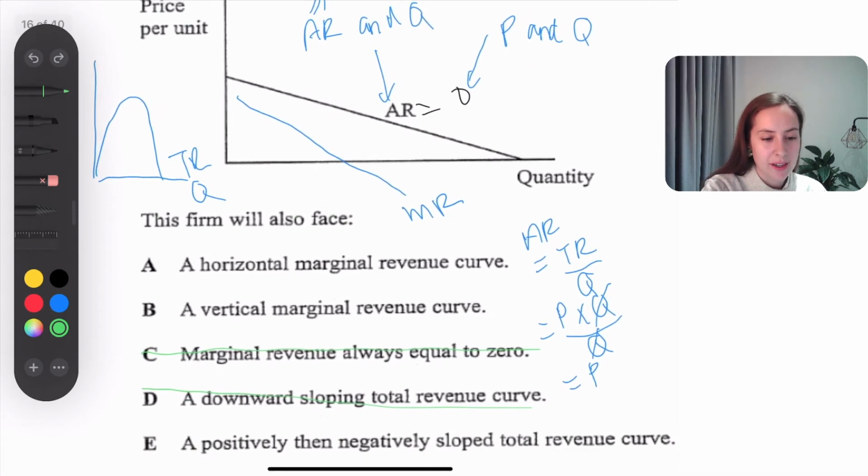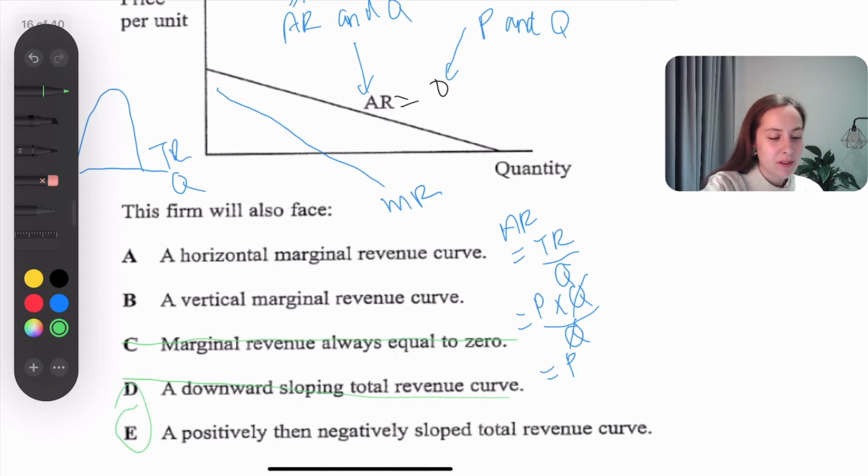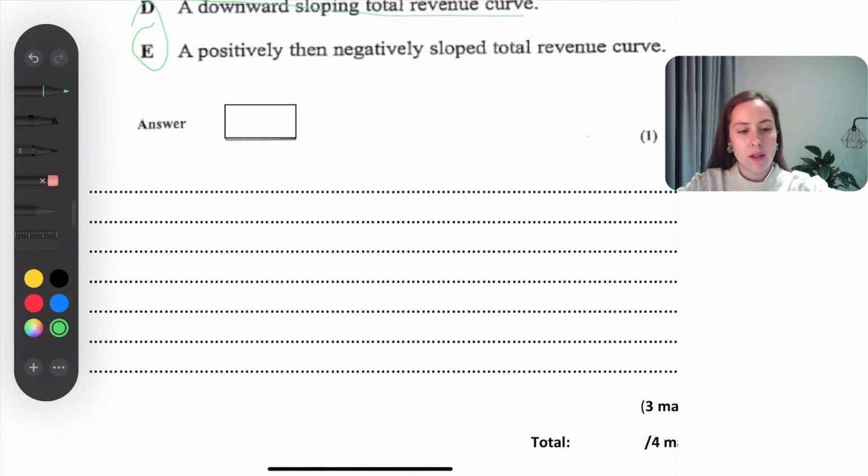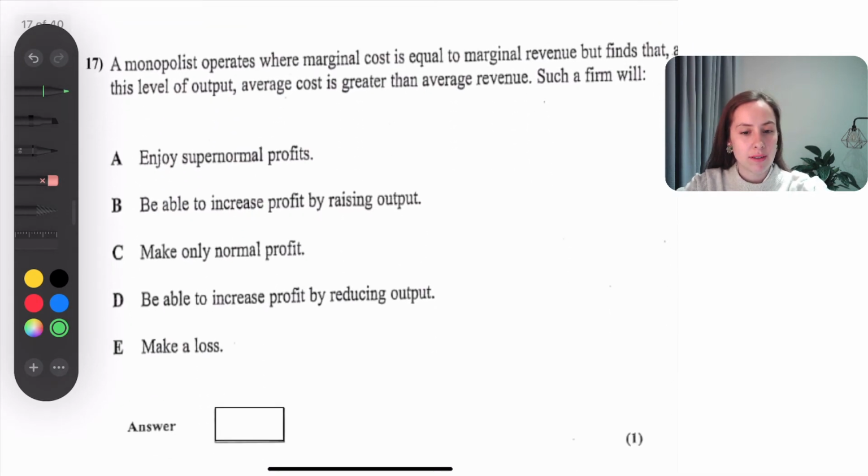Is there another option? Yeah, I cut it off. So the answer is E. Marginal revenue is positive while total revenue increases, then negative as total revenue decreases. That's just something to memorize. That's what your AR and MR and total revenue look like.